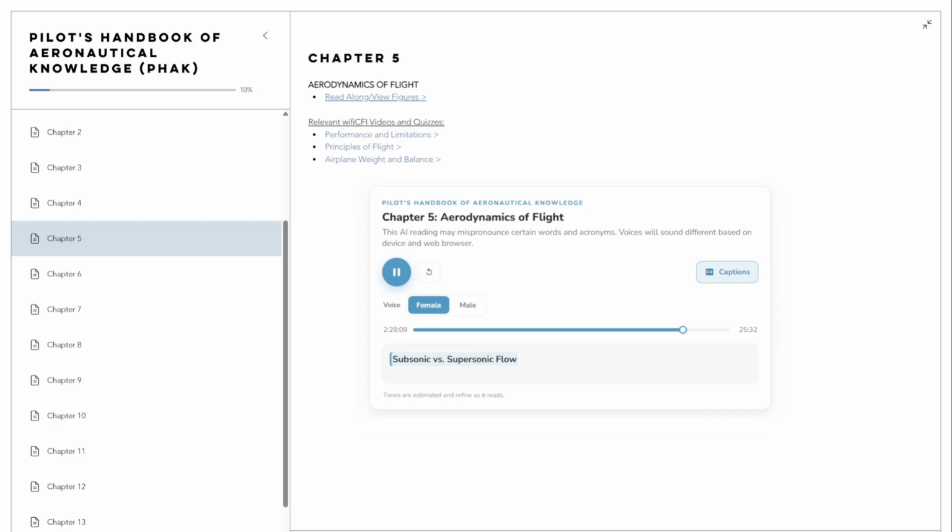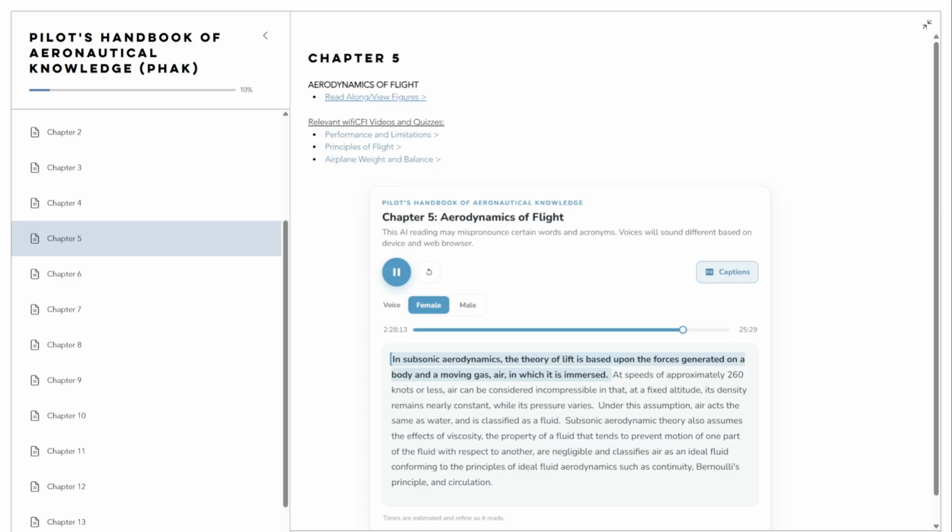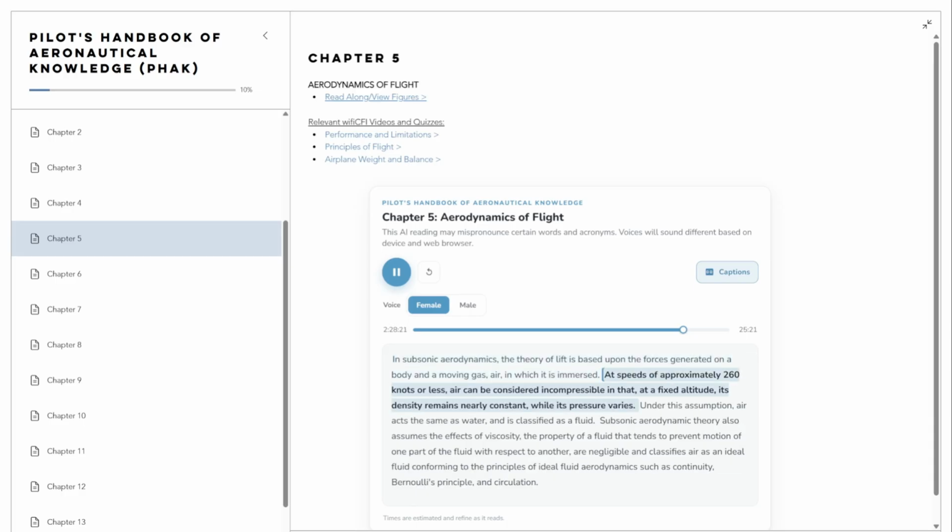High-speed flight. Subsonic versus supersonic flow. In subsonic aerodynamics, the theory of lift is based upon the forces generated on a body in a moving gas, air, in which it is immersed. At speeds of approximately 260 knots or less, air can be considered incompressible in that, at a fixed altitude, its density remains nearly constant, while its pressure varies.